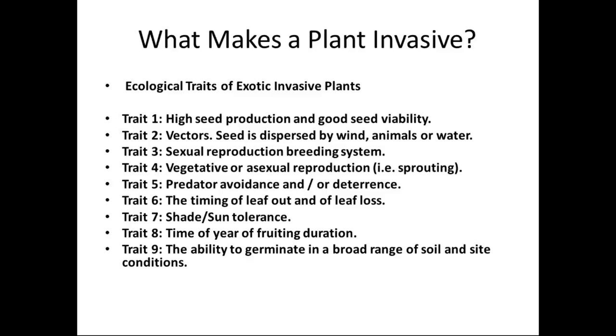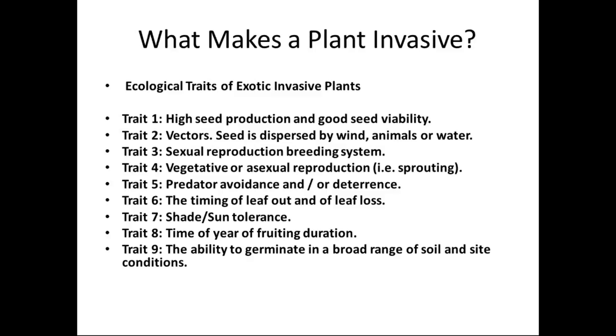Trait 6, the timing of leaf out and leaf loss. Several exotic invasive plants acquire an edge over our native plants by leafing out earlier in the spring and holding on to their leaves a little longer in the fall. This trait allows certain invasive plants to carry out photosynthesis longer than most native plant species, thus allowing more time for the invasive plant to store greater quantity of carbohydrates in their roots for more efficient growth and development when environmental conditions are right. Glossy buckthorn, the honeysuckles, garlic mustard, Multiflora Rose, and Japanese barberry are a few of these species that exhibit this trait.